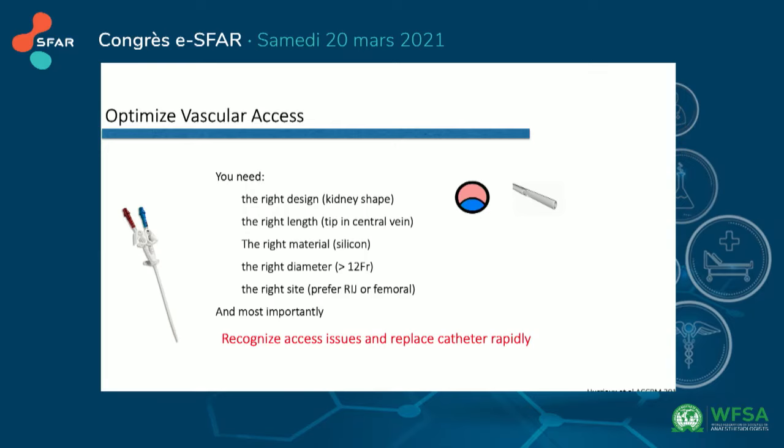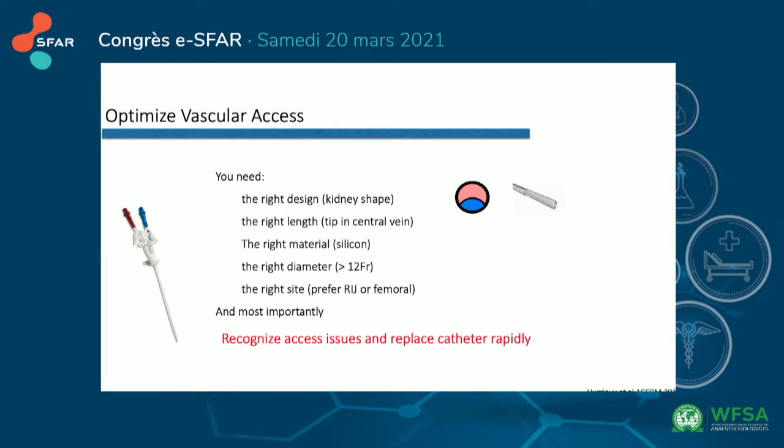The right material. Today, the best material appears to be silicone, the most biocompatible. This might change over time. The right diameter, very important, as you know from Poiseuille's law: the flow is proportional to the diameter of the catheter, and you want at least a 12 French catheter to be able to have sufficient flow. And then the right site.